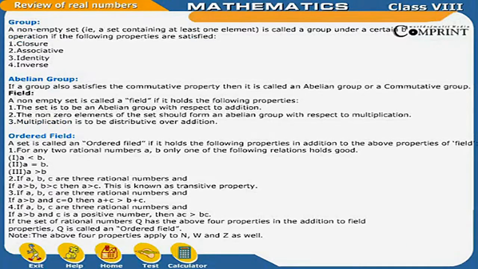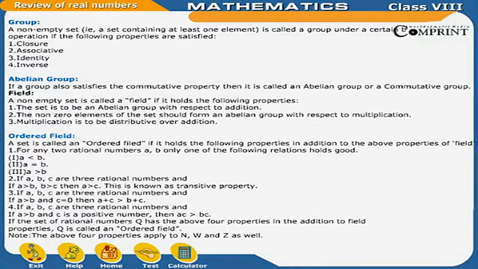Group. A non-empty set, that is a set containing at least one element, is called a group under a certain binary operation if the following properties are satisfied. 1. Closure property. 2. Associative property. 3. Identity. 4. Inverse. Abelian group. If a group also satisfies the commutative property, then it is called an abelian group or a commutative group.